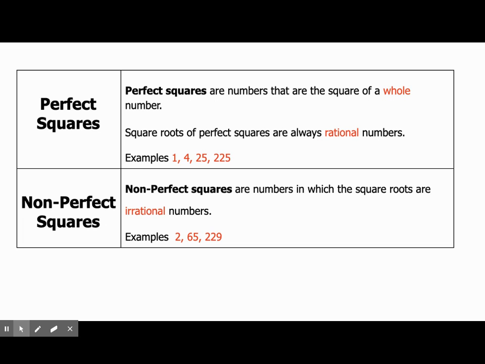Non-perfect squares are numbers in which the square roots are irrational numbers. So 2, 65, 229. If I was to take those square roots, they would be irrational numbers. And remember, irrational numbers are non-terminating and non-repeating decimals.